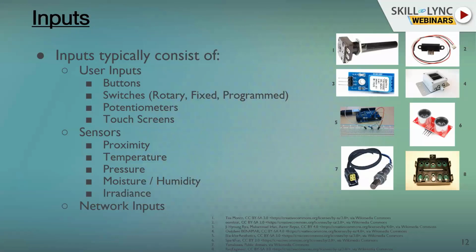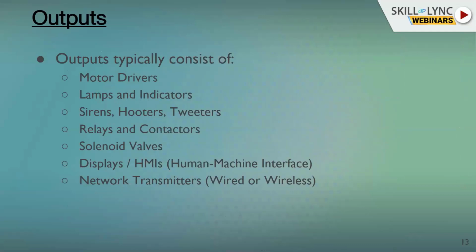Okay, and then let's look at the outputs. So outputs typically consist of motor drivers. When I say motor driver, what I mean to say is there's a power converter circuit which is going to drive some motors in a certain fashion, and your embedded system is going to provide it the essential signals to drive its motors. Then you can have lamps and indicators. You can have visual and audio outputs. Audio outputs would include sirens, hooters, and tweeters, things like that.